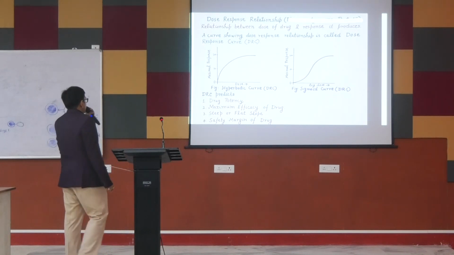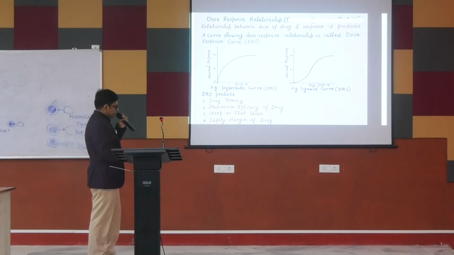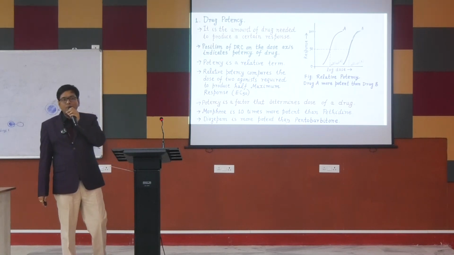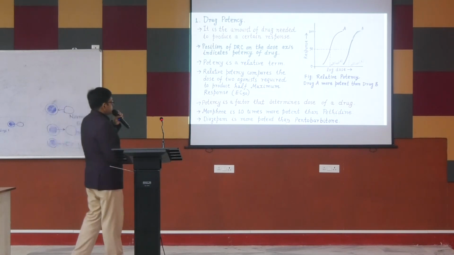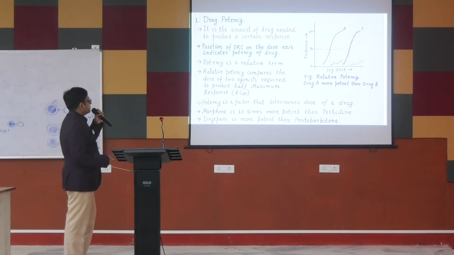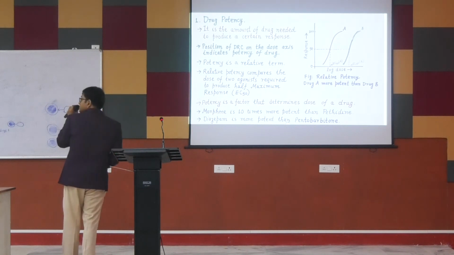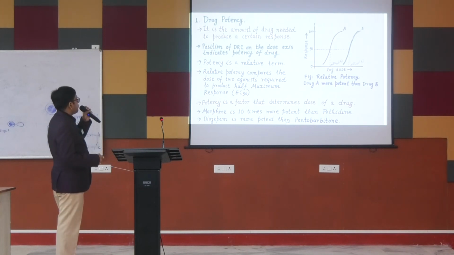Now, what information do we get from a dose response curve? First is the drug potency. What is actually drug potency? When you are plotting dose of the drug on the x-axis and response on the y-axis, you are getting a sigmoid shaped curve. Up to a point, as you increase the dose, the response increases gradually. But beyond that point, even if you increase the dose, the response will not increase.